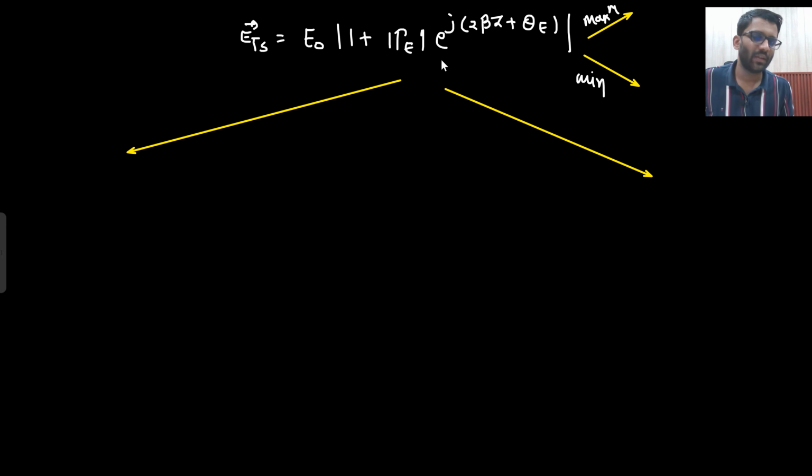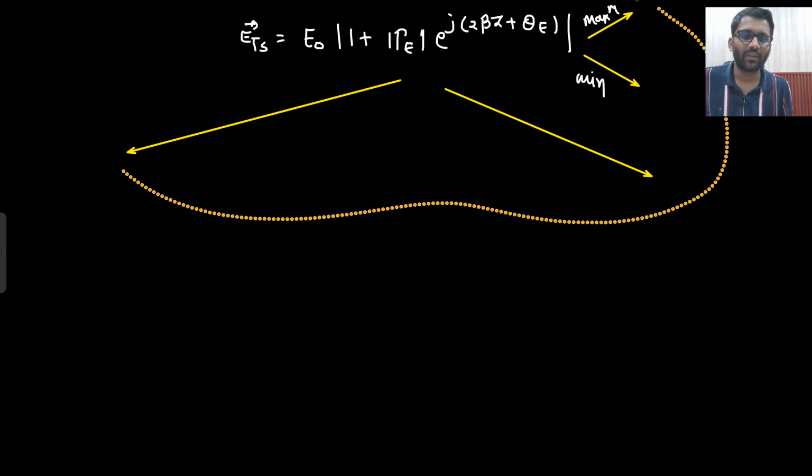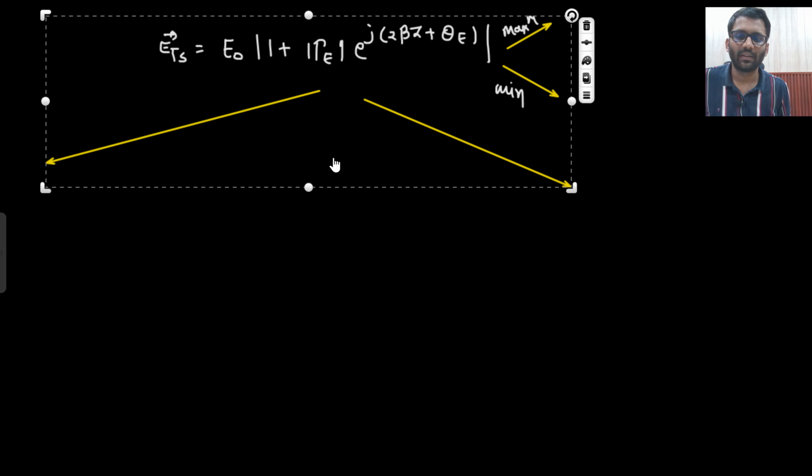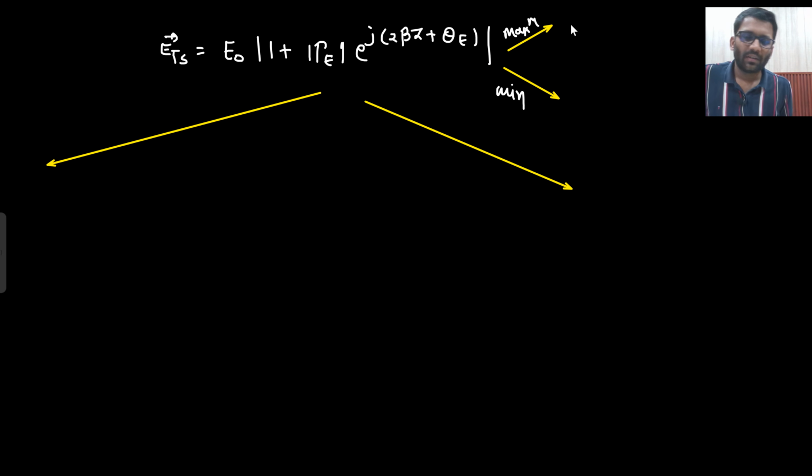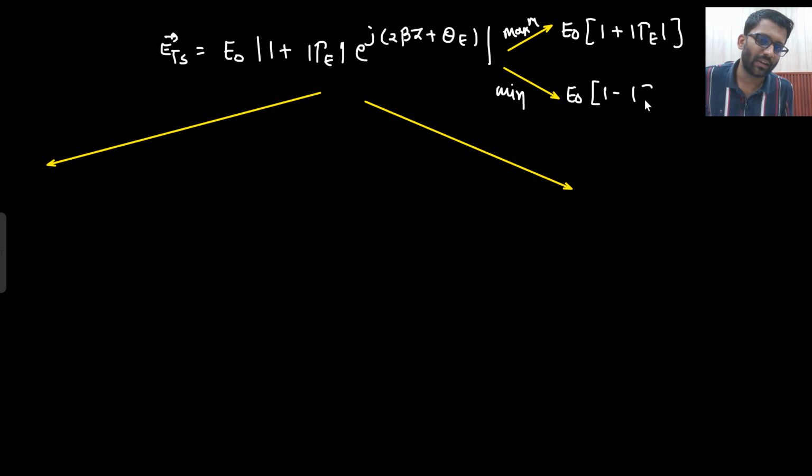What will be the maximum value? At maximum value, this will be equal to 1. So your maximum value will be E naught times 1 plus gamma e. And what will be your minimum value? At minimum value, this will be minus 1. So your minimum value will be 1 minus mod of gamma e. This is your maximum value, this is your minimum value.